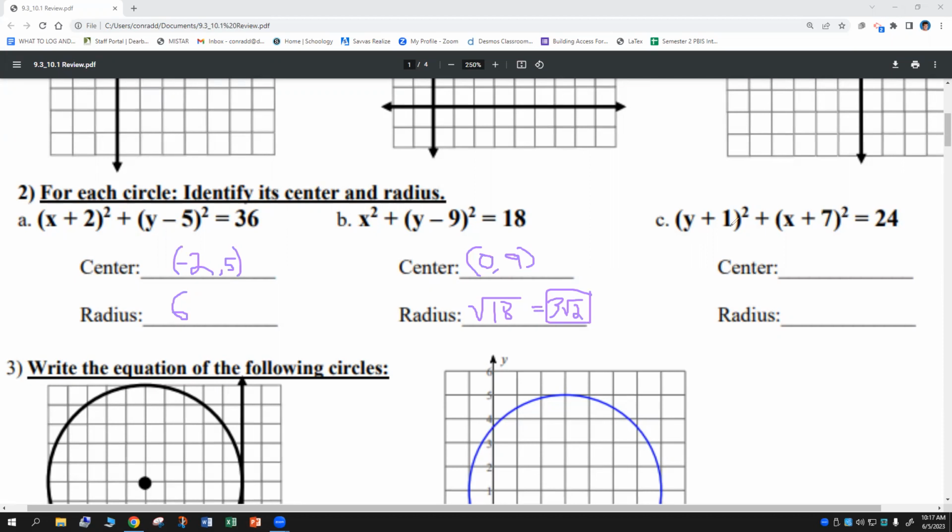Okay, our center here, again, they flip the x and the y. So it should be (-7, -1). You've got to be careful of that. And then my radius should be the square root of 24. If we reduce that, 4 times 6, the square root of 4 is 2. So you have 2√6 as the simplified form of the square root of 24.